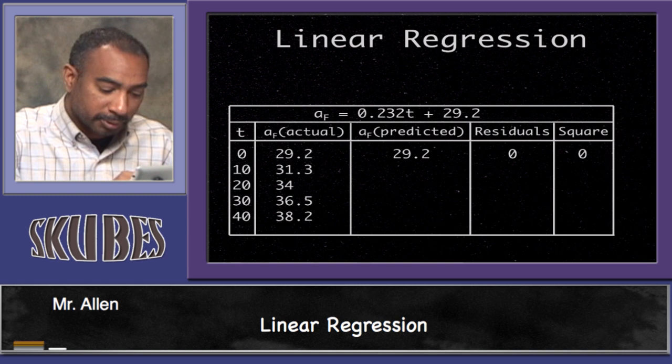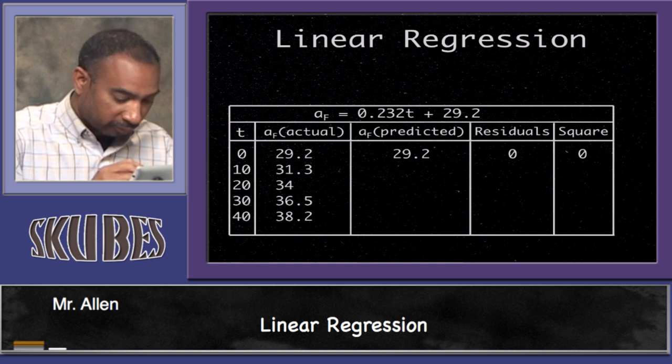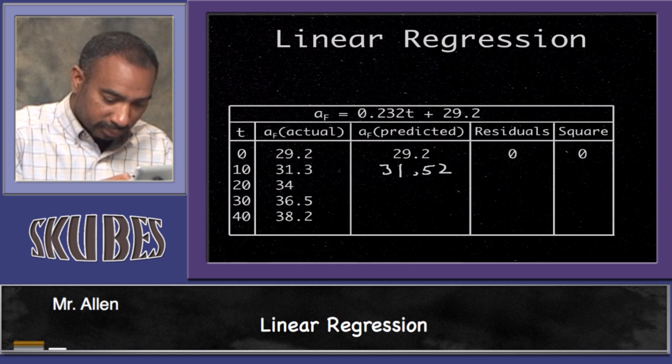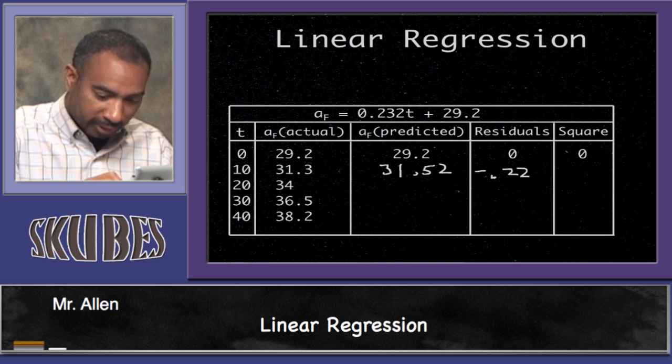And if you take the difference between the two, which is the same as the actual value, you get 0, and the square of 0 is 0. So if I plug in 10, I should get 31.52. If I take the difference, I get negative 0.22. And if I square that, I get 0.0484.